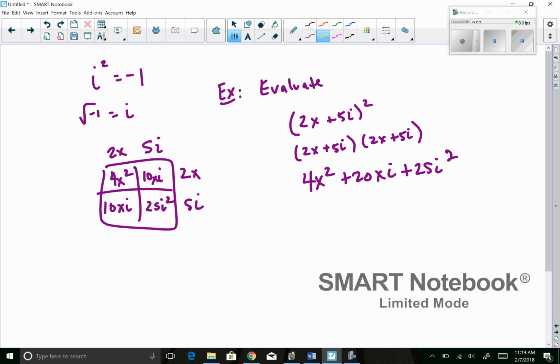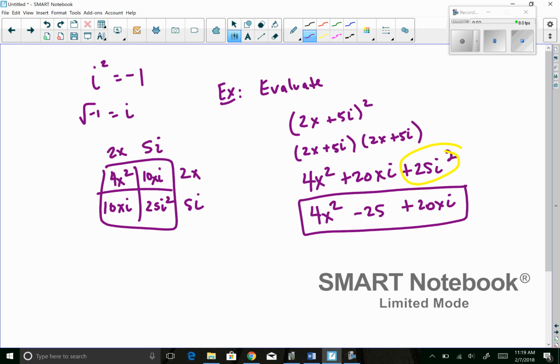Now we have to remember that i squared is special. i squared is what we call the sign changer. It changes the sign of whatever it's attached to. So I have 4x squared minus 25. Notice I'm changing the 25 to a minus, plus 20xi. I use the commutative property to put the term with i last. It's just how everybody does it.